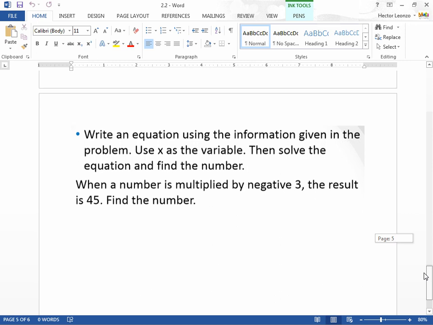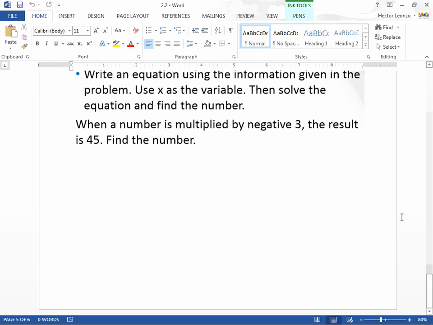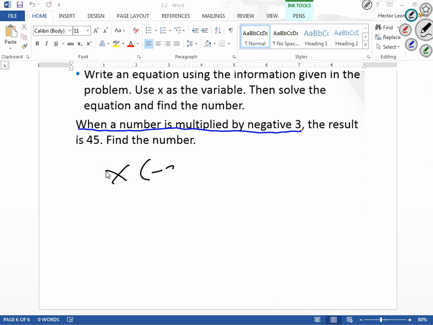Now lastly, let's take a look at some words. Write an equation using the information given in the problem. Use x as the variable, then solve the equation and find the number. So let's start reading this little by little. When a number is multiplied by negative 3, so let me call x the number, x times negative 3. So it's saying when a number is multiplied by negative 3, the result is 45.